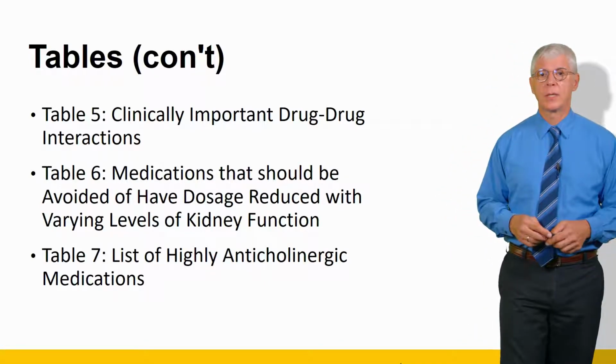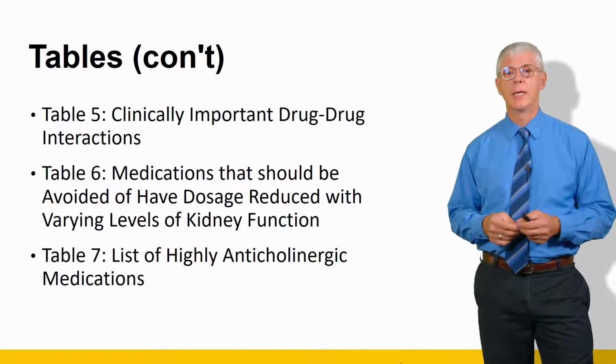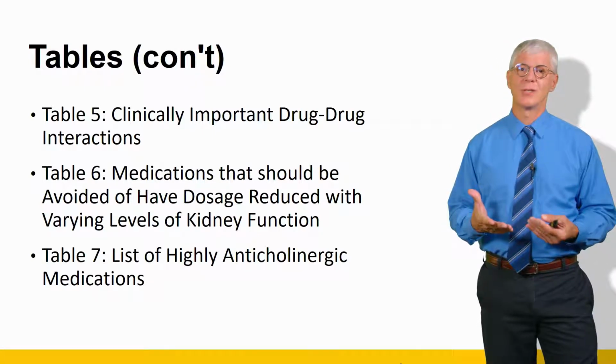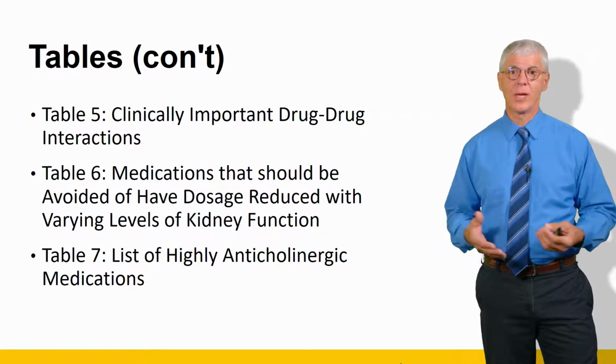And then Table 7, the last table that I'm going to talk about today, is that list of highly anticholinergic medications. So many of the medications on the Beers criteria end up there because they're anticholinergic.